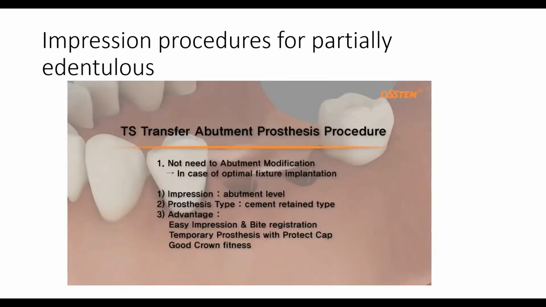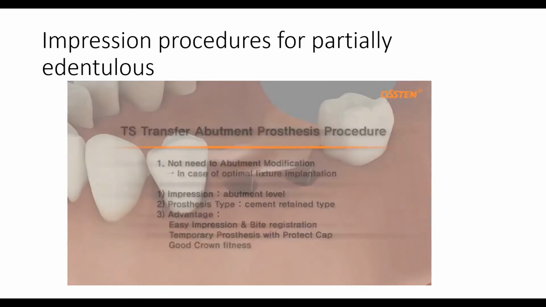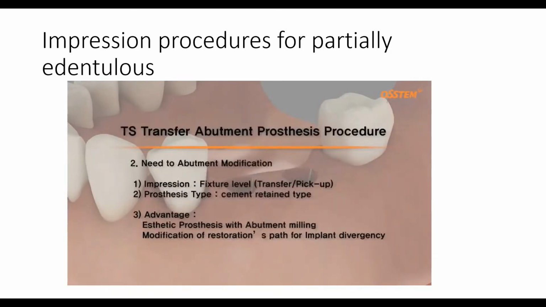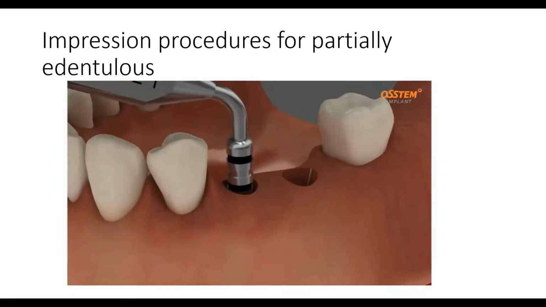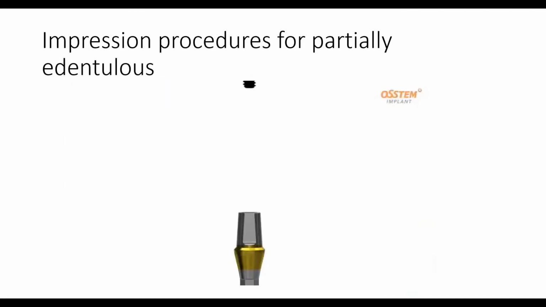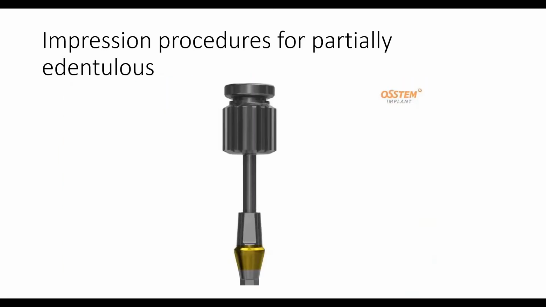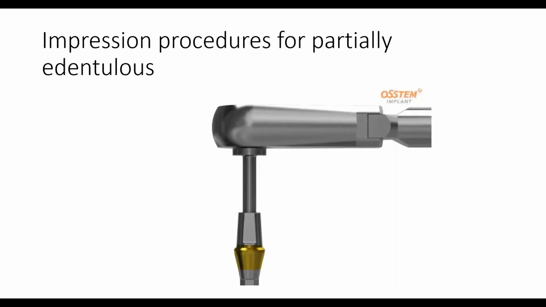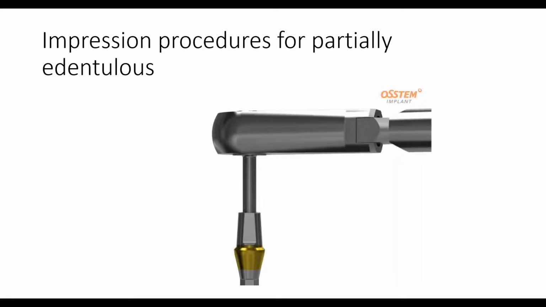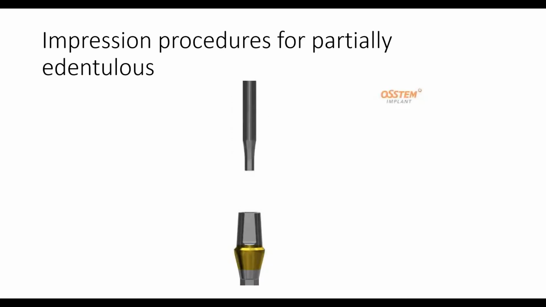Now, coming to the transfer abutment procedure, that is when we are torquing the transfer abutment on the implant surface and making the impression. In this technique, we just torque the implant abutment and take a radiograph to check whether the abutment is seated properly or not. After placing, the abutment is torqued to the implant surface and the plastic rigid coping is attached to the implant.